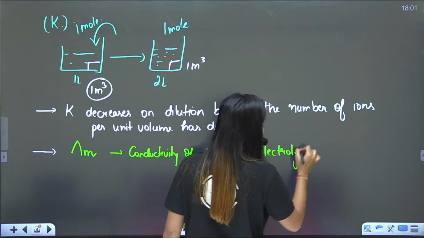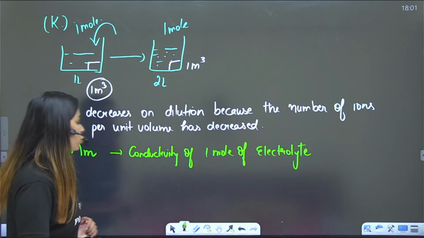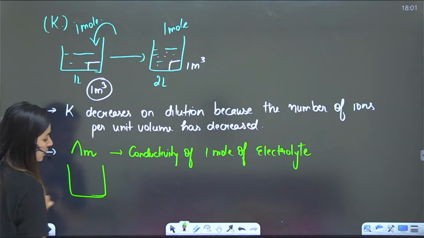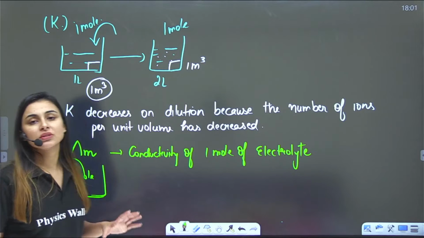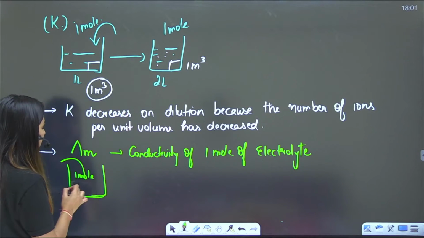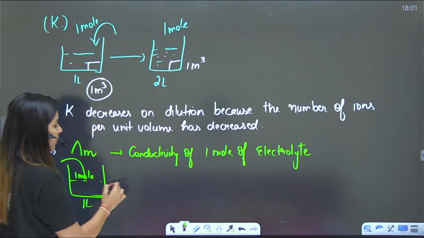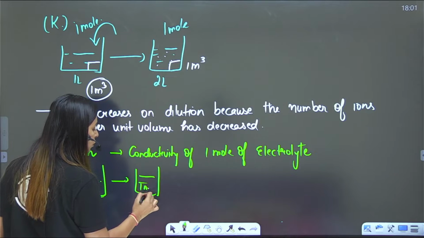Now my dear students, let's say you have 1 mole of your electrolyte. You have a container here and you have 1 mole of electrolyte here. You just need to see what the conductivity of 1 mole of electrolyte is. Initially you had, let us say, 1 liter of volume, and then let's say you had 2 liters of volume, and still you had 1 mole of electrolyte.